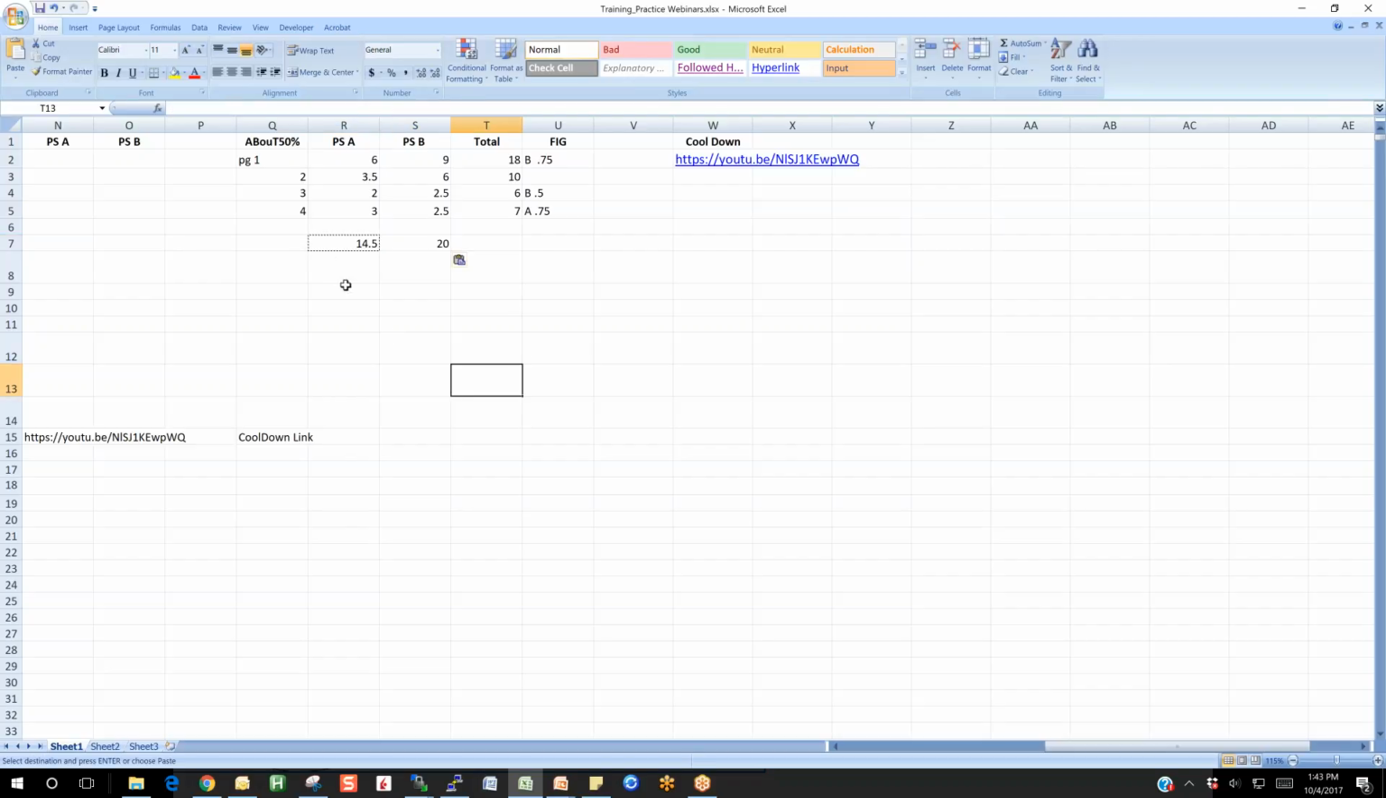Okay, so we got 14.5 versus 20. In terms of, okay, I just bring the total over here as well. And now we can do the fractions. Those are easy now, right? So let's make this fractions.